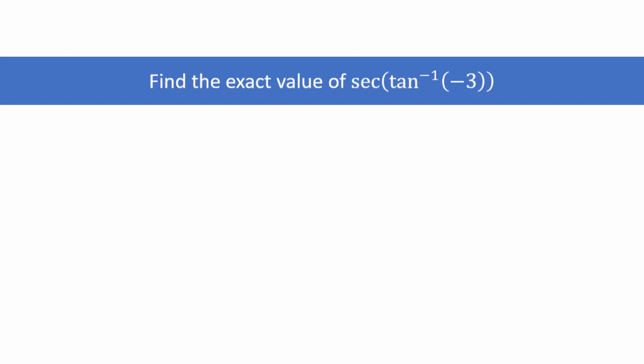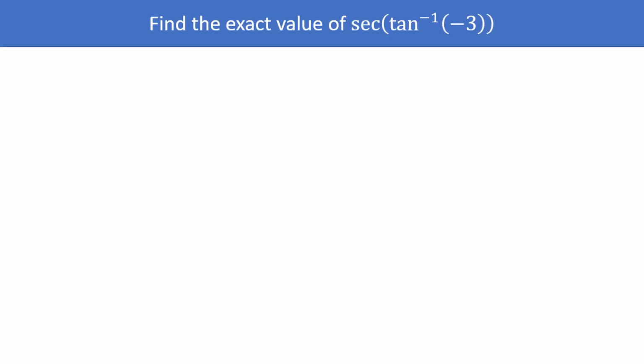All right, let's try one more problem similar to that last one. So we have secant of inverse tangent of -3. Okay, so we can't work from the inside really directly because we do not know what the inverse tangent of -3 is. This is asking tangent of what gives me -3, and that is not a commonly known angle on the unit circle. Okay, so we'll have to do the same thing as last time.